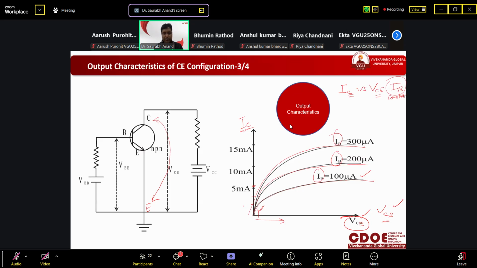In the case of IB, I am just writing IB1, IB2, IB3. So it is at IB1, it is at IB2, it is at IB3. You can see that at the same voltage value of VCE, we are getting a higher value of current if we are increasing the input current. Got it? So you should know how to read the graph.